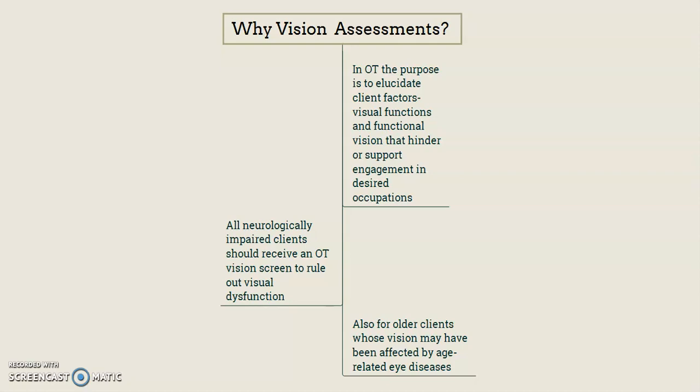Okay, so now for vision assessments, we're going to discuss why OTs do vision assessments. In occupational therapy, the purpose is to elucidate client factors, visual functions, and functional vision that hinder or support engagement in desired occupations. Also, all neurologically impaired clients should receive an OT vision screen to rule out any visual dysfunction that can hinder occupational performance. Older clients whose vision may have been affected by age-related diseases can also be affected in occupational performance, which we can address.